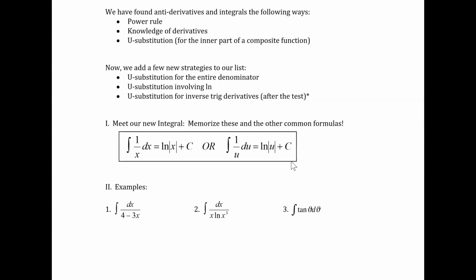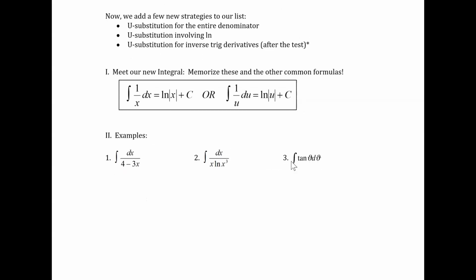Okay, so let's take a look at a few of these examples, and I'll show you what I'm talking about. So example 1. When I look at this, I can't think of applying the power rule. I can't think of this as being the derivative of a function that I'm familiar with. Maybe I don't recognize this as a composite function. And so here I'm going to go back to the u sub, or this new strategy of a u sub for the entire denominator, and see if that's going to help.